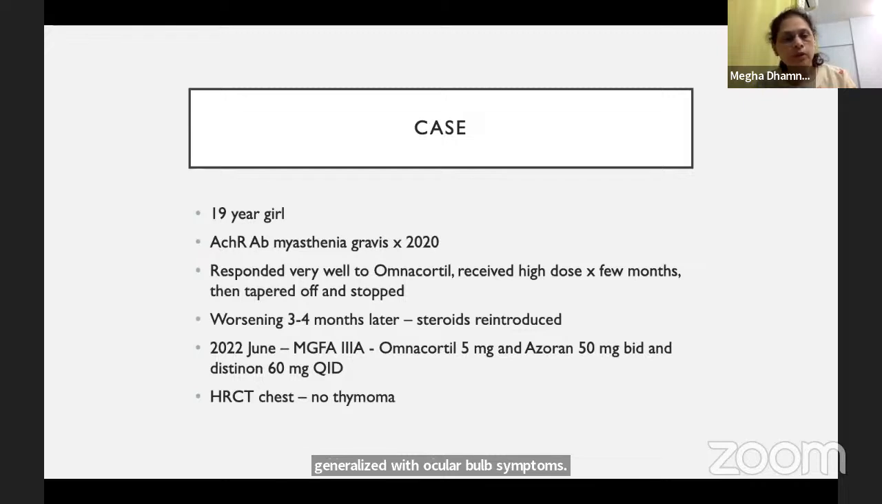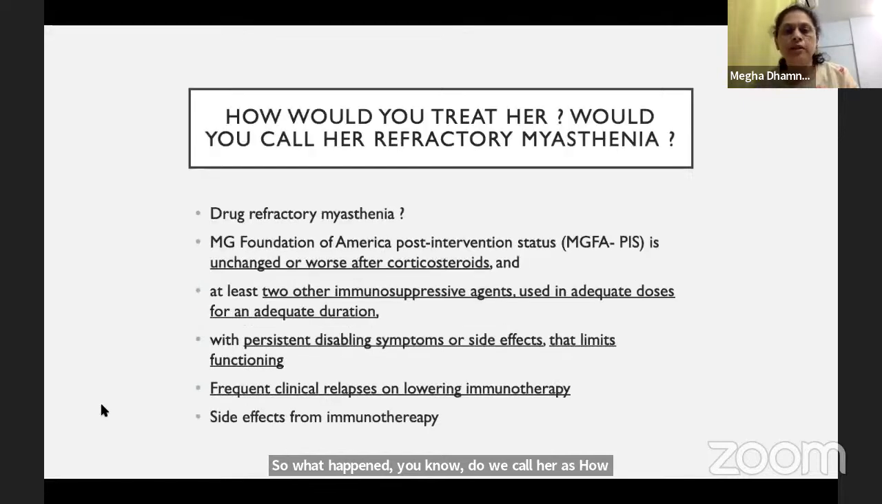Initially, she was on Omnacortil and responded very well. She received high-dose steroids for a few months, then tapered off and stopped, I think, over a period of 6 to 8 months. And she was on ASA 50 twice a day. It's a very typical scenario that we see in our clinic. She was MGFA grade 3A, which is a moderate disease with more bulbar symptoms. So what happened, do we call her refractory? How would you treat her? These are the questions that you face in your clinic.